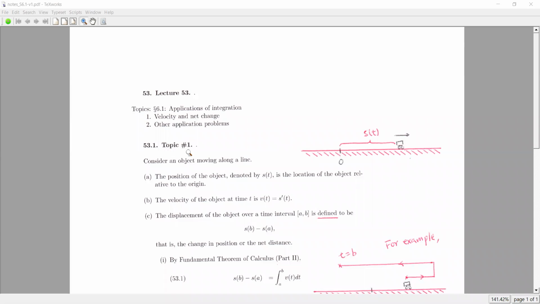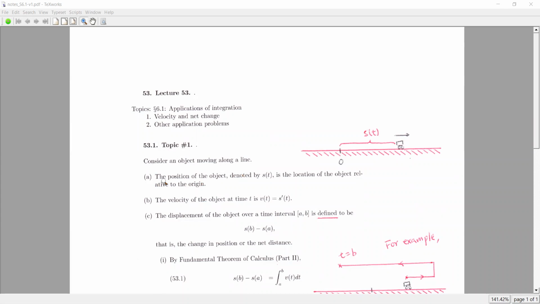Topic 1. Here are some basic concepts and formulas about a moving object. Consider an object moving along a line. Say, a car is traveling along a straight road.